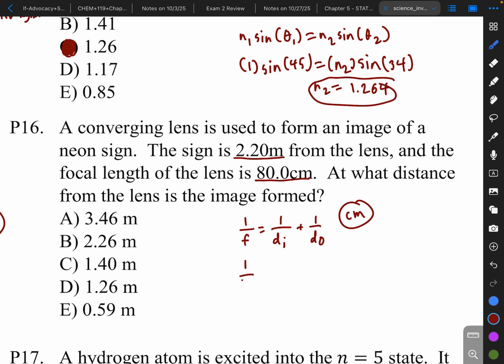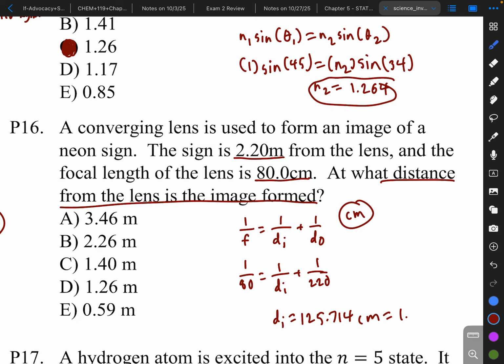So the focal length we know is 80 centimeters. We're trying to find the distance that the image is from the lens, and the object is 2.2 meters or 220 centimeters. So just plugging all the numbers into your calculator, you would get the distance of the image from the lens to be 125.714 centimeters, which is equal to 1.257 meters. So that's closest to option choice D, 1.26 meters.